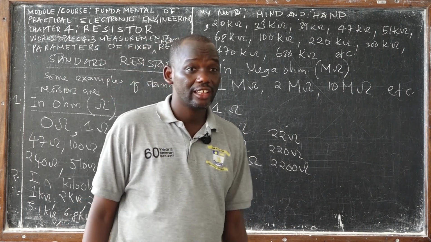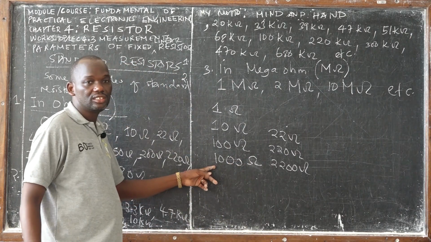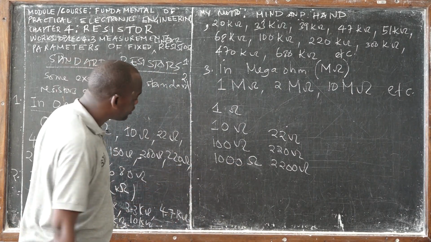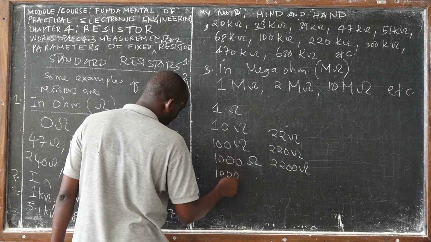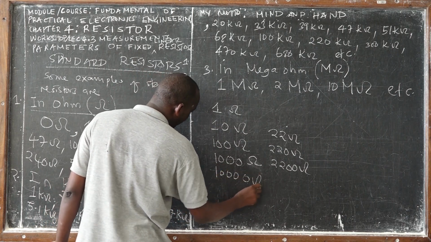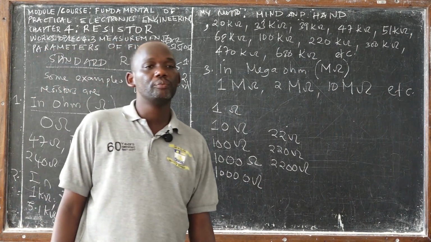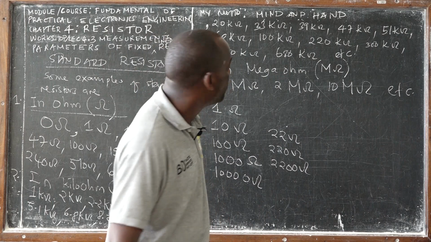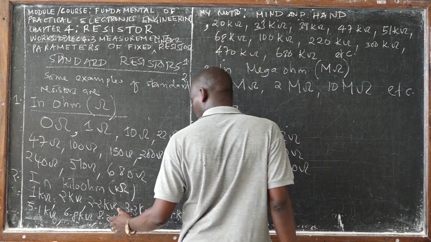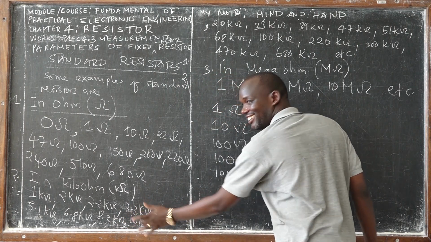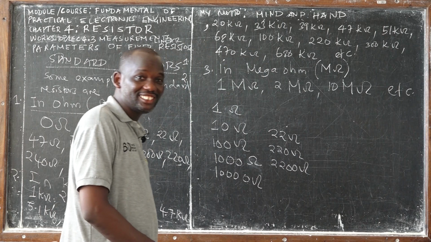Class, are we together? If we continue with this one, here we have 1 kilo ohm, right? The next one is what? We add another 0. So there were 3, now there are 4. This 10,000 ohm is equal to how many kilo ohm? 10 kilo ohm. And you see that 10 kilo ohm is a standard resistor. Are we together? Is it interesting?